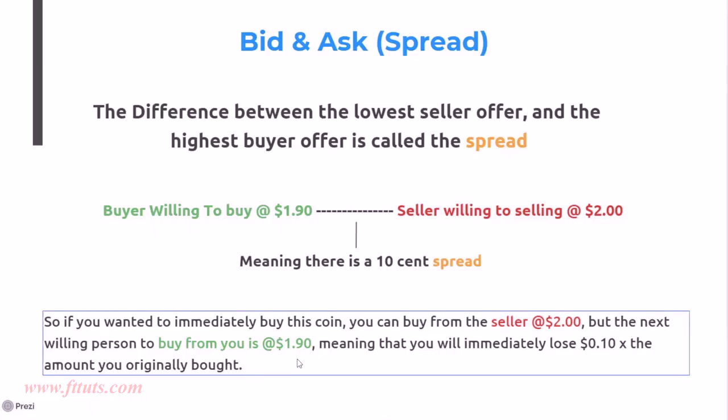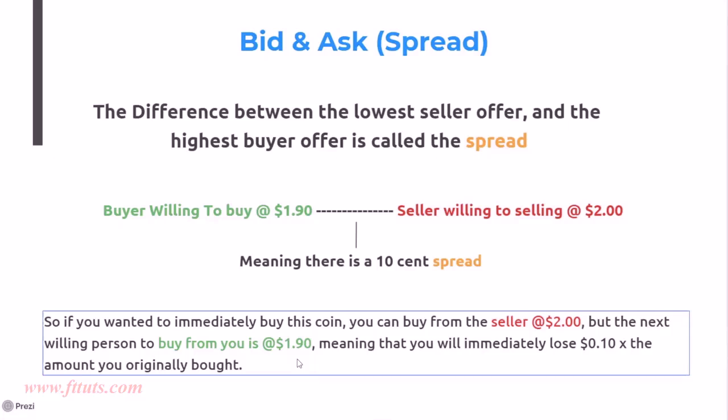So immediately, if you want to get in, you have to buy from a seller, which is going to be the ask. If we talk about bid and ask, the ask is going to be sellers and bids are going to be buyers. So if you want to buy in, you can only buy in immediately from the sellers on the ask. And then as soon as you turn around and go to sell, you're only going to be able to sell to people on the bid, which is always going to be lower than the ask. So you're automatically losing the spread as soon as you enter a position.